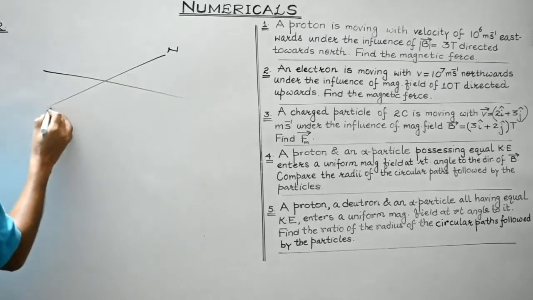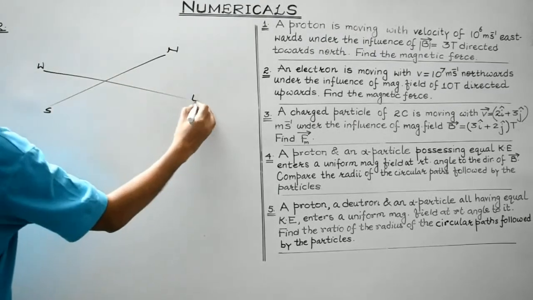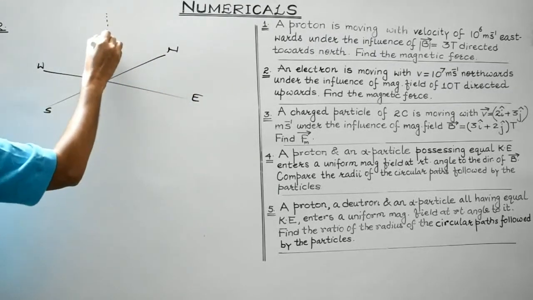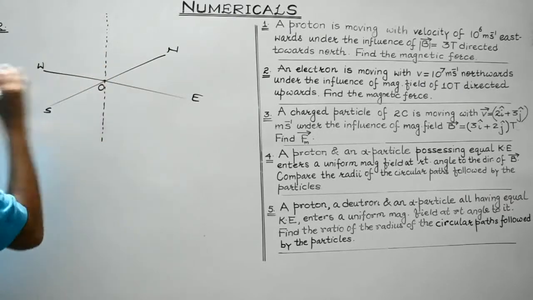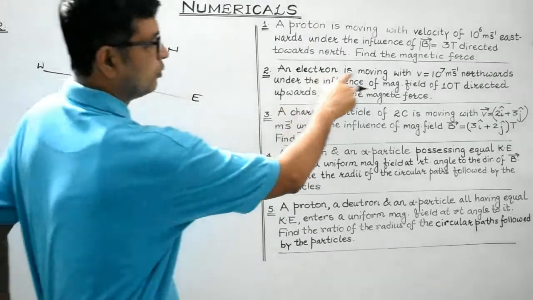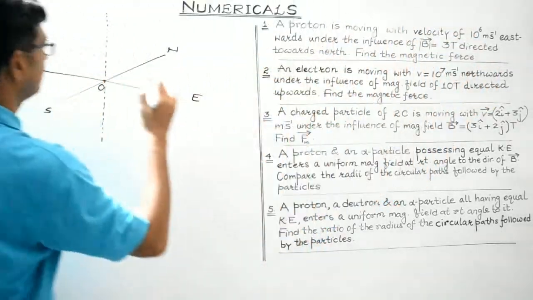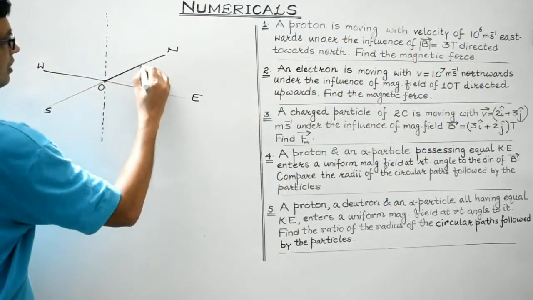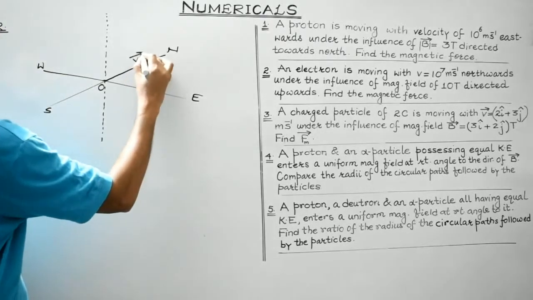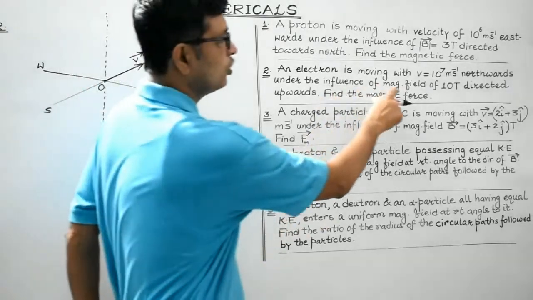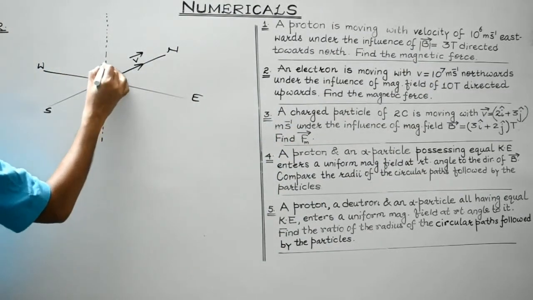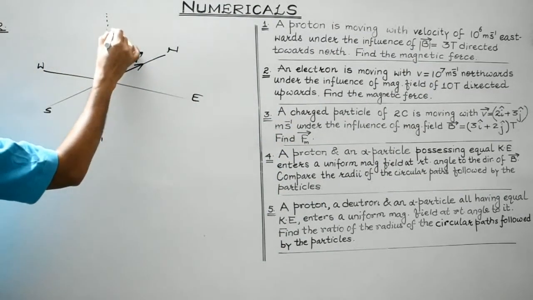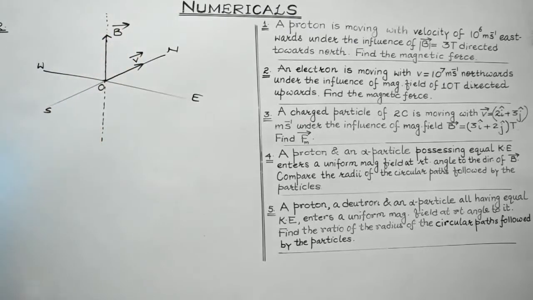So let us draw the appropriate diagram now. This is north, this is south, this is west, this is east. And suppose this is the vertical direction. This is the reference point, point 2. The electron is moving with this velocity northwards. So this is where the electron is moving, under the influence of a magnetic field of 10 Tesla, directed upwards. This is the direction of the magnetic field.